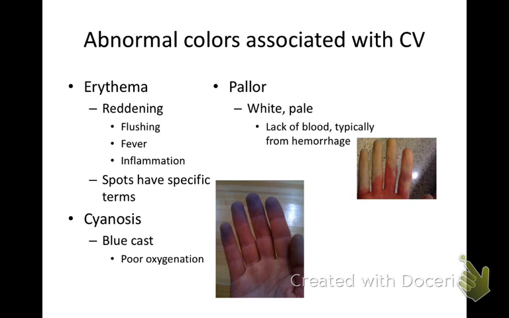And so here are the abnormal colors associated with cardiovascular disease. Erythema is reddening. It can be from flushing of the skin. It can be from fever. It can be from inflammation. It could just be from embarrassment. If you have spots like a rash, that's still erythema, but we have specific terms for that. We're not going to get bogged down in those in this class.